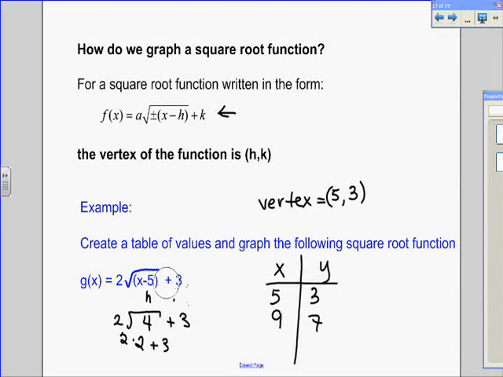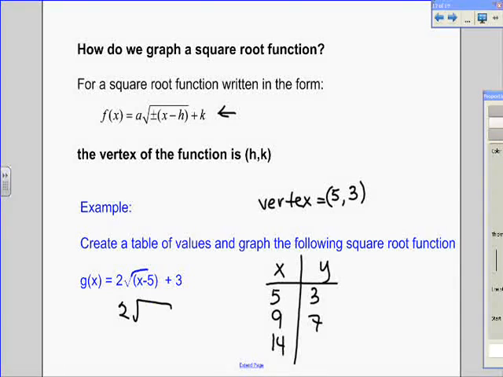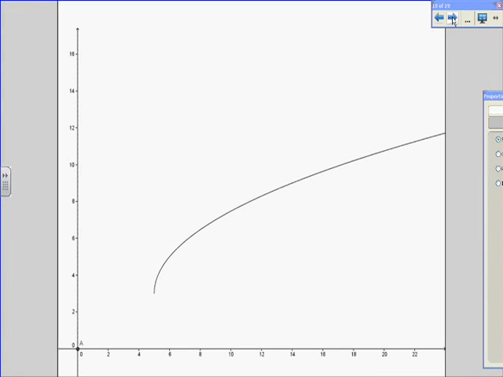I'm going to choose one more value to graph. I'm going to choose 14. You'll see why. So 2 times the square root of 14 minus 5, which is 9, plus 3. So I end up with 2 times the square root of 9, which is 2 times 3 plus 3. So 6 plus 3, which will give me a 9. And I've cheated a little bit. I've already made the graph for you. So when I graph these points, I end up with a root function that looks like this.